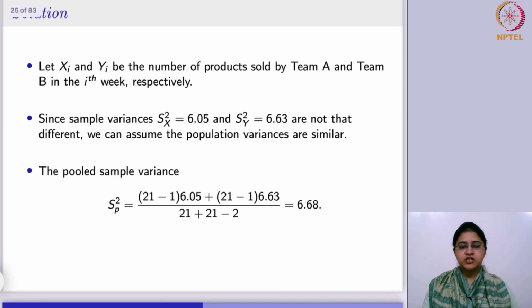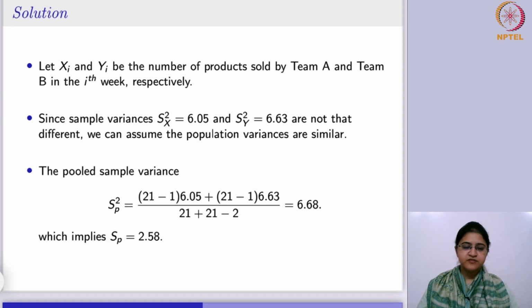Now if you calculate the pooled sample variance, it is basically (m minus 1) sx square plus (m minus 1) sy square, divided by m plus n minus 2. So this comes out as 6.68. Okay, so the pooled variance is there. Now we can calculate the pooled standard deviation because we are going to use this value in the formula.